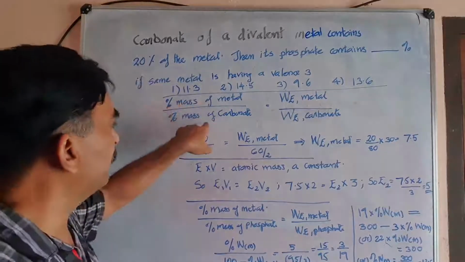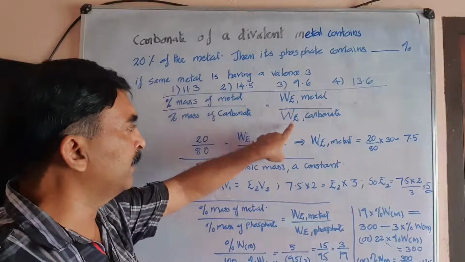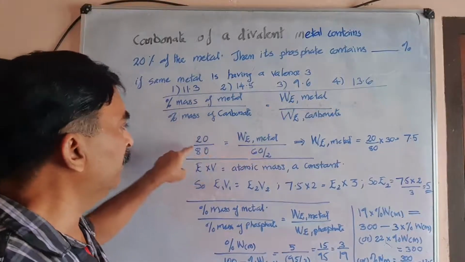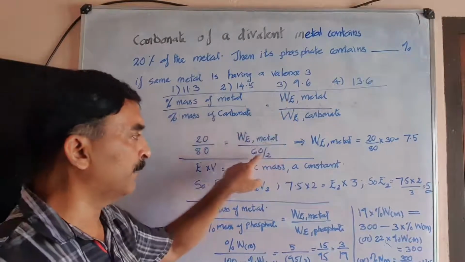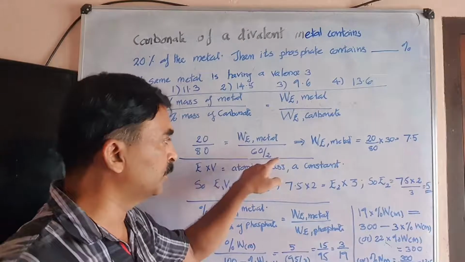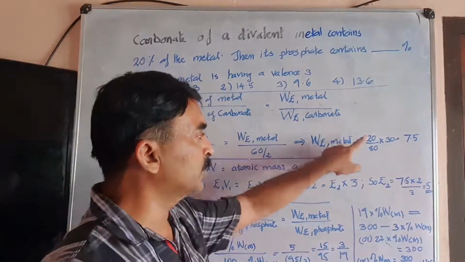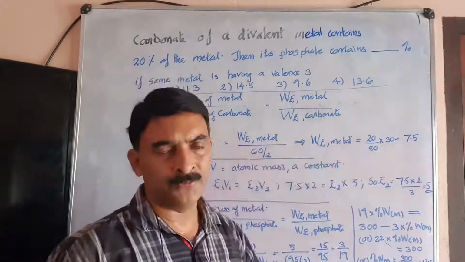Percent mass of metal by percent mass of carbonate equals equivalent mass of metal by equivalent mass of carbonate, so 20/80 is equal to equivalent mass of metal by equivalent mass of carbonate. The equivalent mass of carbonate is ionic mass by 2, 60/2, 30. Then equivalent mass of metal is equal to 20/80 into 30, which gives 7.5.